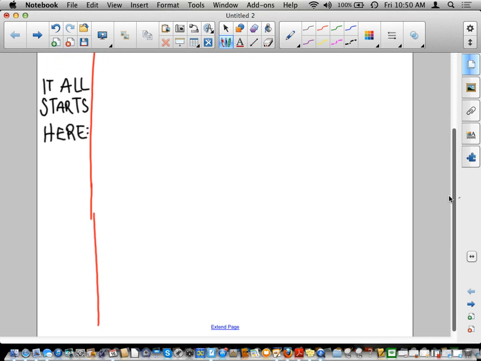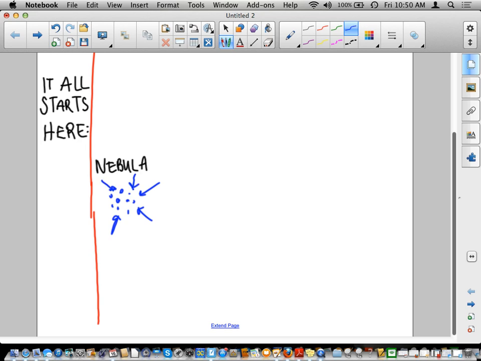So, again, we're halfway down the page, and I'm going to put in all caps, nebula. Now, I'm going to draw a picture of a nebula. I'm going to grab blue. At this stage, it really doesn't matter what color. I'm just going to put some dots. I'm going to put some arrows that are pointing in. Now, why am I having those arrows point in? Gravity. Gravity is pulling all the gas and dust particles in.